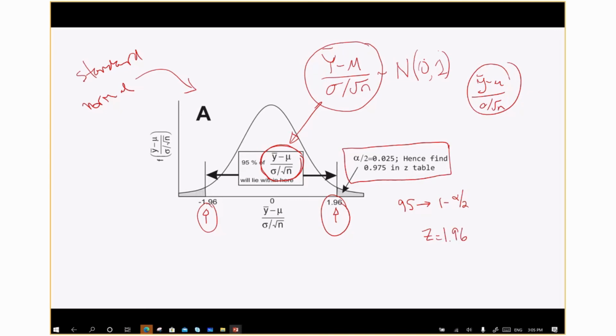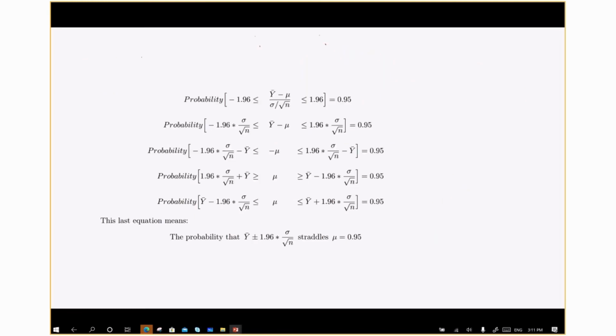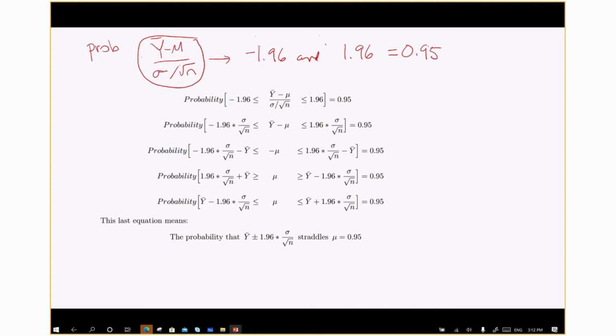1.96. So now what we're going to do is a little bit of algebra. So the takeaway from the last slide is that the probability of the random variable y bar minus mu over sigma divided by the square root of n, the probability of that random variable lying between minus 1.96 and positive 1.96, that probability was equal to 0.95. And that's what this line here shows. So we've got, there's our y bar minus mu over sigma root n greater than minus 1.96 less than 1.96.